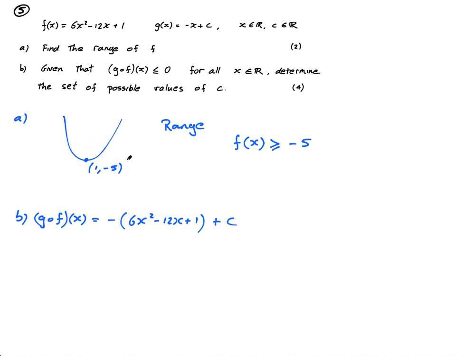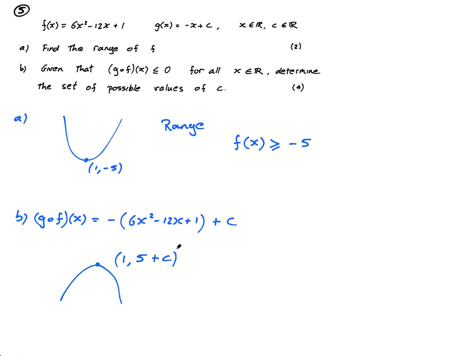Now, if f of x looks like this, then negative f of x has to look like this. This maximum now will have to be at x equals 1, still 1. We haven't moved it right or left. And instead of being at -5, it's now at 5. But we also have this c. So it's at 5 plus c. That's the maximum point.